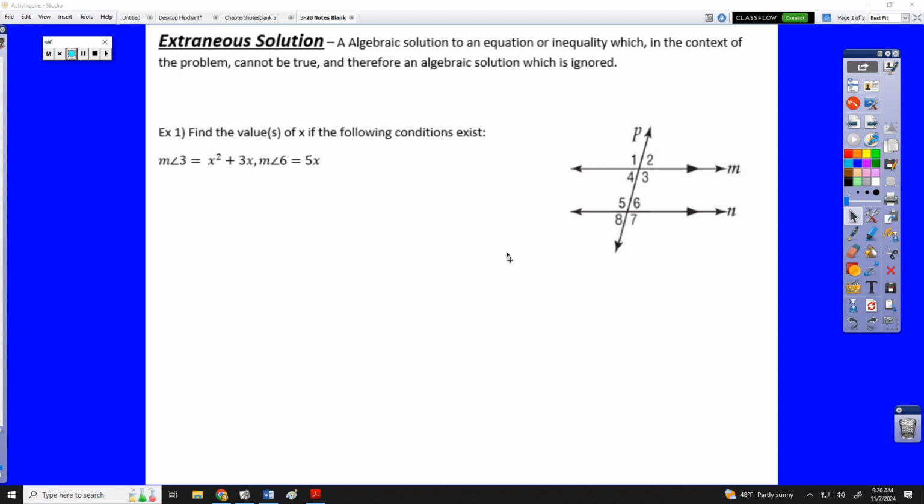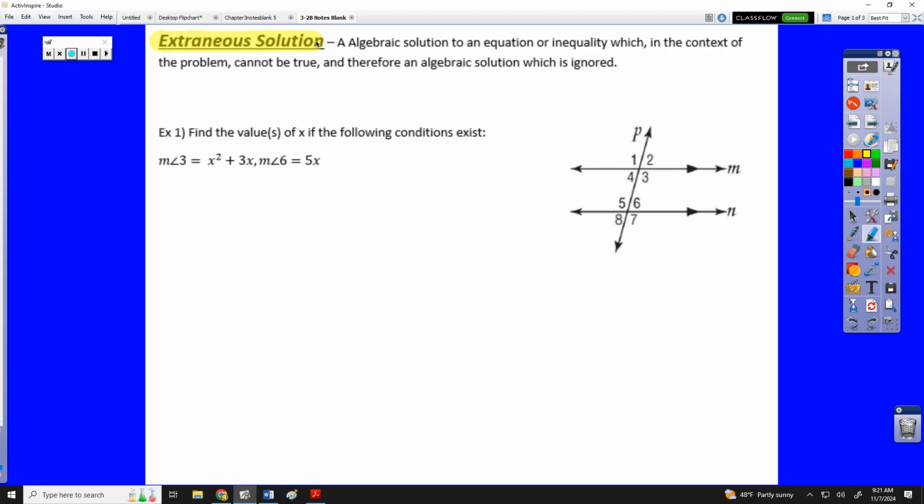Welcome to the video lesson for the extension of Chapter 3, Section 2, which is parallel lines and transversal rules. This particular video lesson is going to cover more difficult problem examples as well as the idea of an extraneous solution. So we start off with that vocabulary.